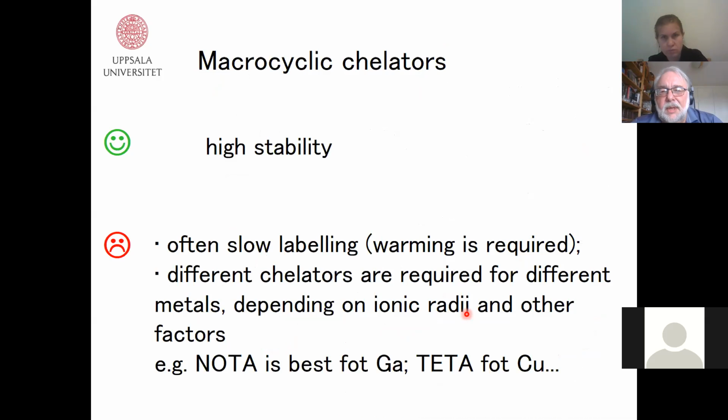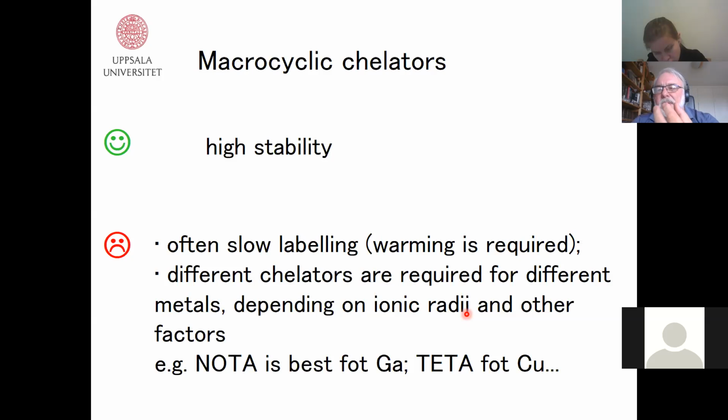So apparently high stability is probably the wrong term. Low release of metal is the apparent advantage of macrocyclic chelators. It has, however, certain disadvantages. First of all, it's rather slow incorporation of metal in such complexes.